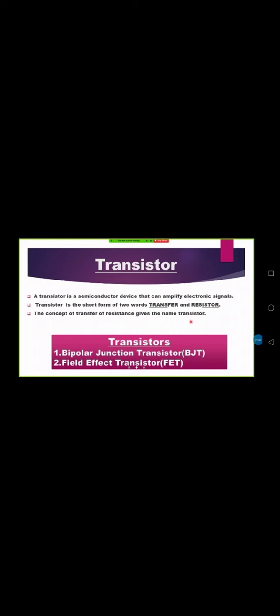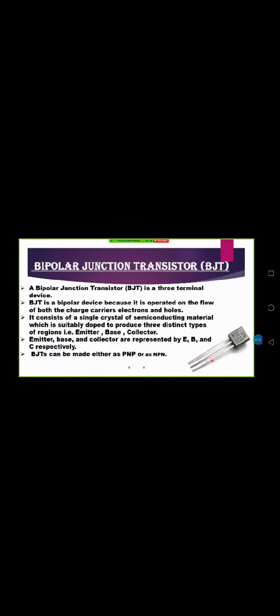Again, transistors are of two types, bipolar junction transistors and field effect transistors. Here we are going to see the bipolar junction transistor. Let's see first of all what a BJT is. A bipolar junction transistor, BJT, is a three-terminal device. It has three terminals. A BJT is a bipolar device because it operates on the flow of both types of charge carriers, that is electrons and holes.